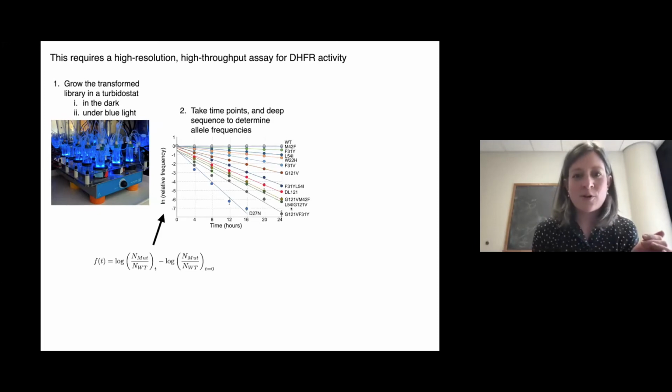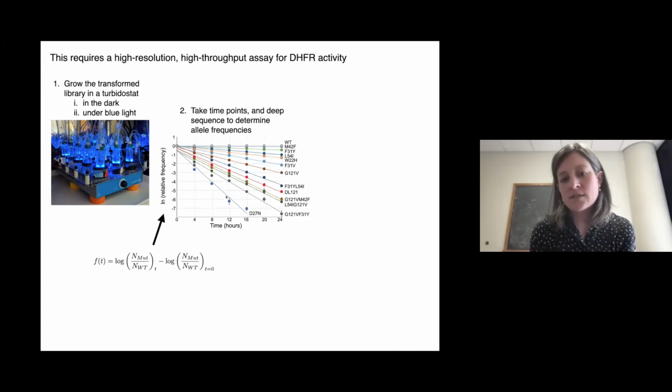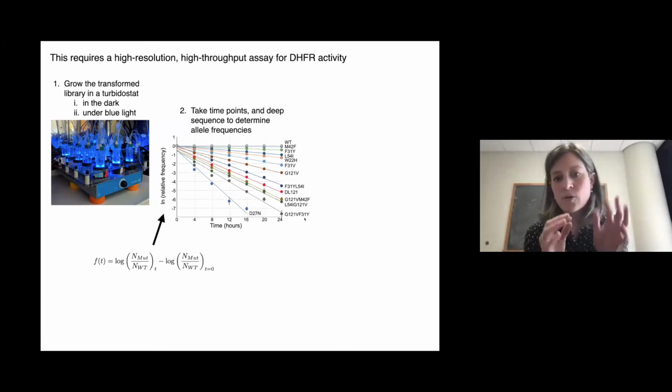Okay, and now we're going to do the standard deep mutational scanning thing. So we're going to take time points and we're going to sequence to get allele frequencies, right? In these experiments, we take a series of time points every 4 hours over a time period of about 24 hours. And here I'm showing the data for wild type DHFR, DL121, which is our DHFR LOV2 fusion, and then a handful of DHFR point mutants that lack a LOV2 domain, but where we've characterized their catalytic activity, right?